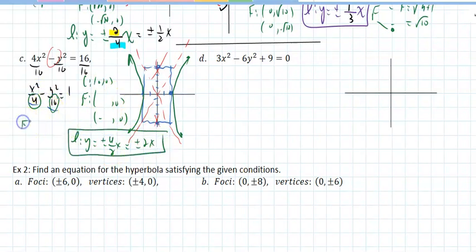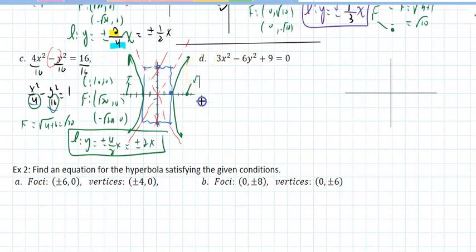Now the foci is the square root of 4 plus 16, which is radical 20, a number bigger than 4. 1, 2, 3, 4, 5. 1, 2, 3, 4, 5. You could simplify that if you wish.